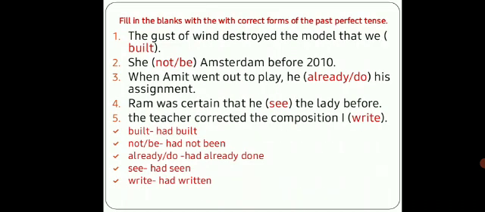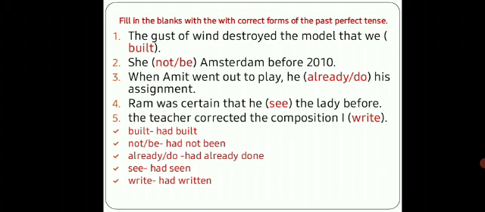Now let's do more exercises. Fill in the blanks with the correct forms of the past perfect tense. Now see here. The gust of wind destroyed the model that we, the past perfect form of built, that we had built.